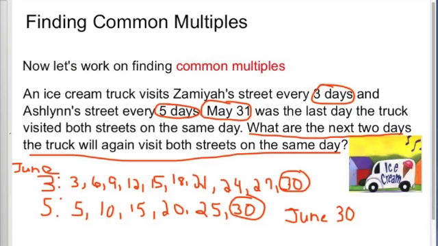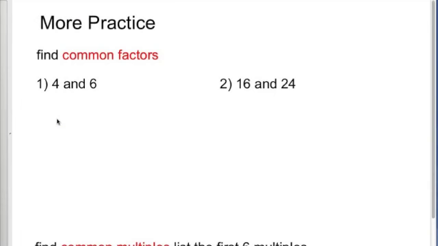Let's practice a little bit more with common factors and common multiples. When I'm looking at common factors, I need to recognize that there is a key word here in common factors, and that is the word fact. So that is the word fact.